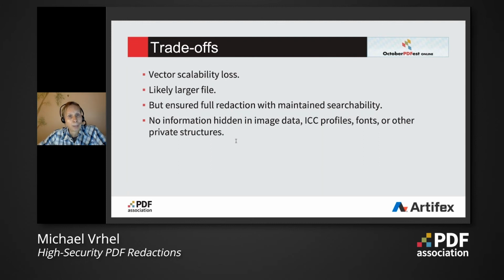There are trade-offs, obviously. There's loss in vector scalability, and you're likely going to end up with a larger file. But based on the cost in certain situations, as I showed, you're going to avoid problems and you're ensured a full redaction and you've maintained searchability. There's no information hidden in image data, ICC profiles, fonts, or other private structures.